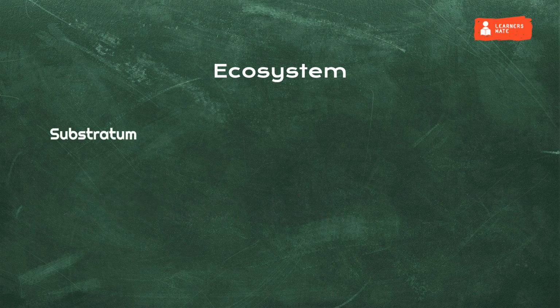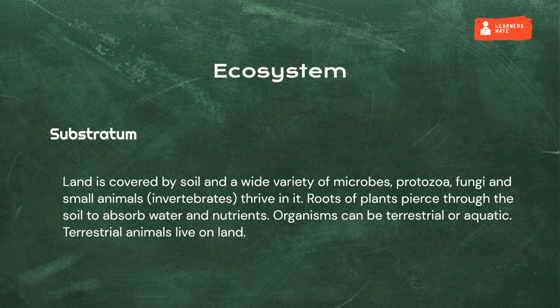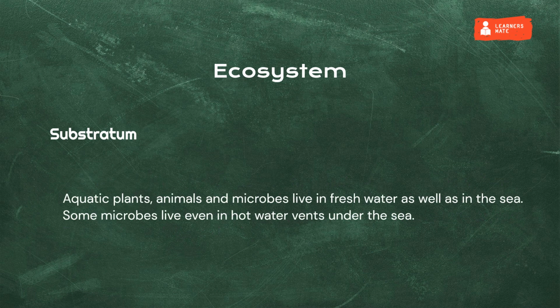Substratum. Land is covered by soil, and a wide variety of microbes, protozoa, fungi, and small animals thrive on it. Roots of a plant penetrate through the soil to absorb water and nutrients. Organisms can be terrestrial or aquatic. Terrestrial animals live on land. Aquatic plants, animals, and microbes live in fresh water as well as in the sea. Some microbes live even in the hot water under the sea.